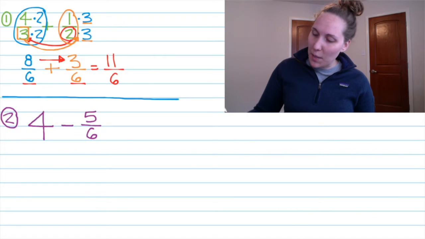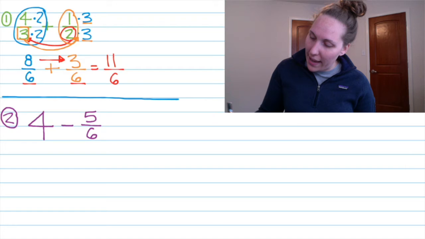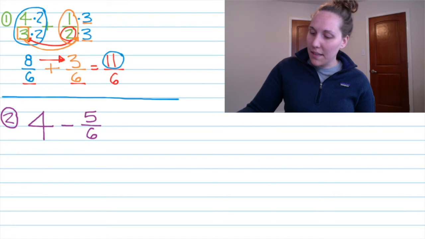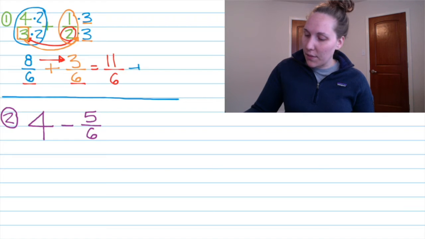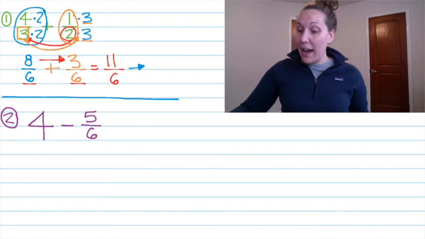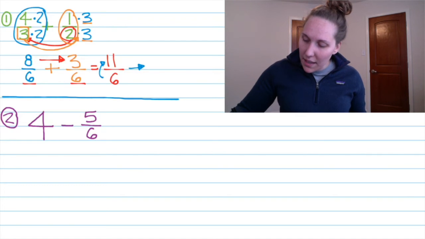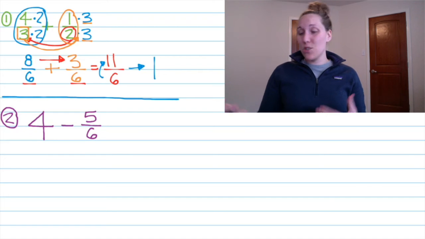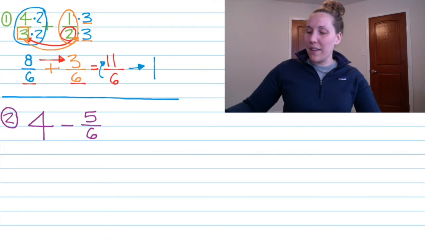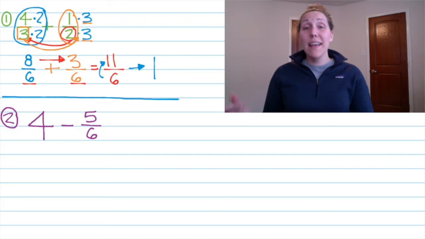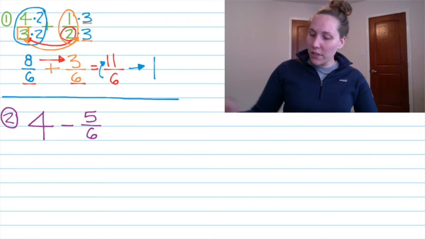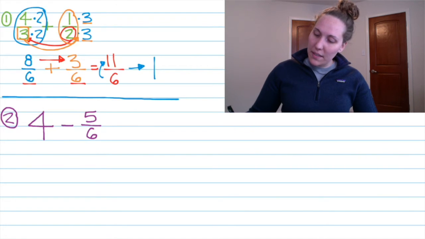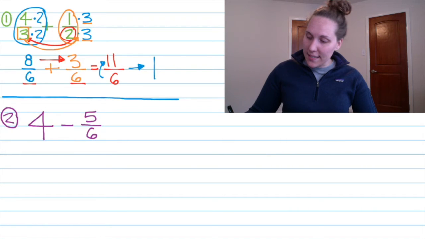Now I have to take this improper fraction, because remember, when we have a larger number on top than on the bottom, that's an improper fraction, and we need to convert that into a mixed number. So I ask myself, how many times does 6 go into 11? The answer is 1, because 6 times 2 would be 12, and that's too big to go into 11, so it only goes in there once. Then I have to figure out how many are left over. So 6 times 1 is 6.